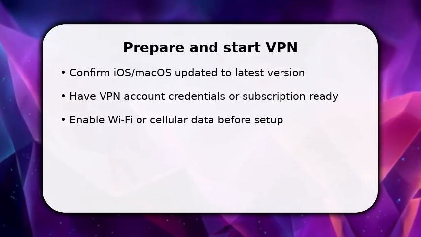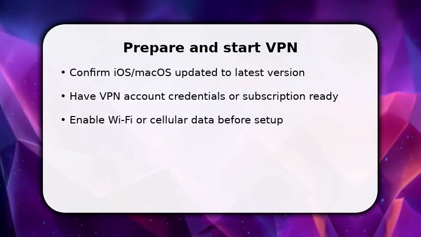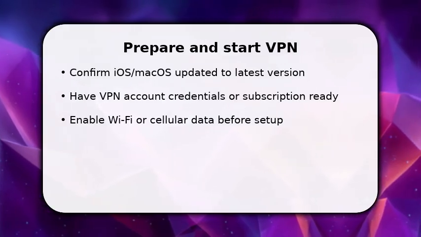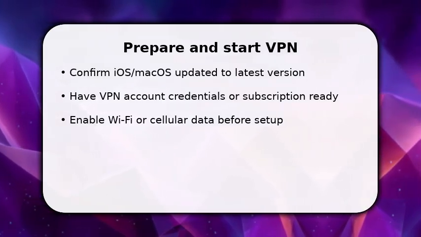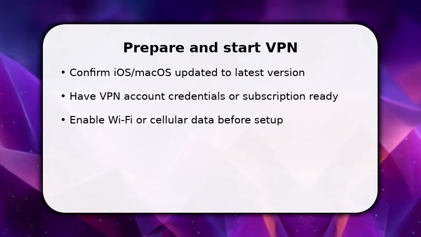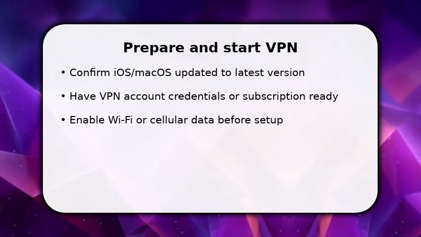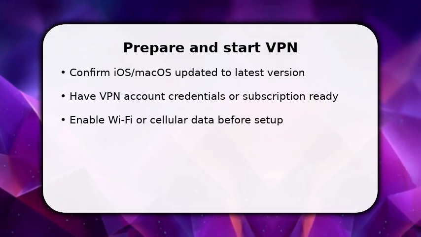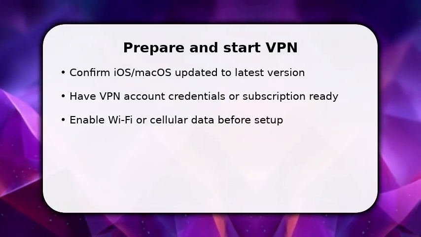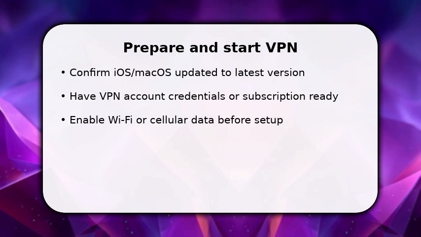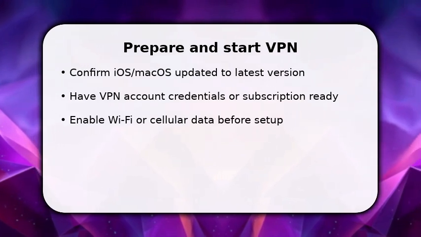Choose IKEv2, IPsec, or L2TP only if your provider specifies it. Otherwise, use the provider app for automatic setup. Enter server, remote ID, and your username/password, then save. Once done, toggle the VPN, switch to connect, and watch the status icon appear so you know traffic is protected.